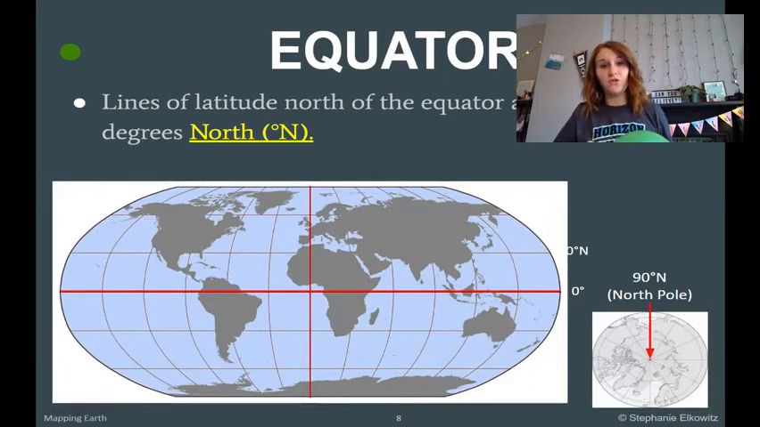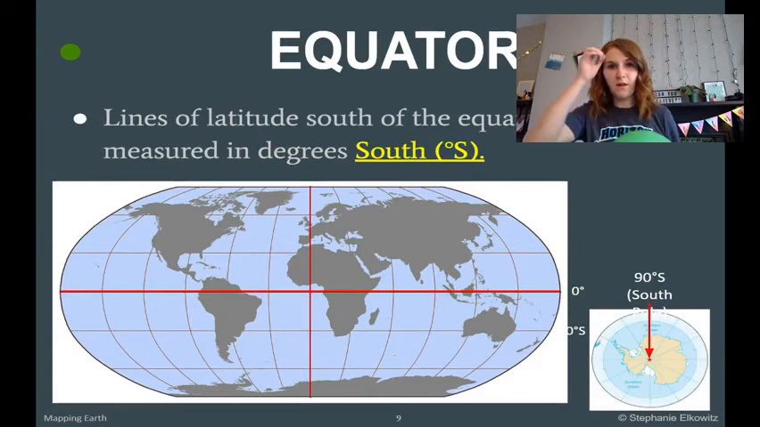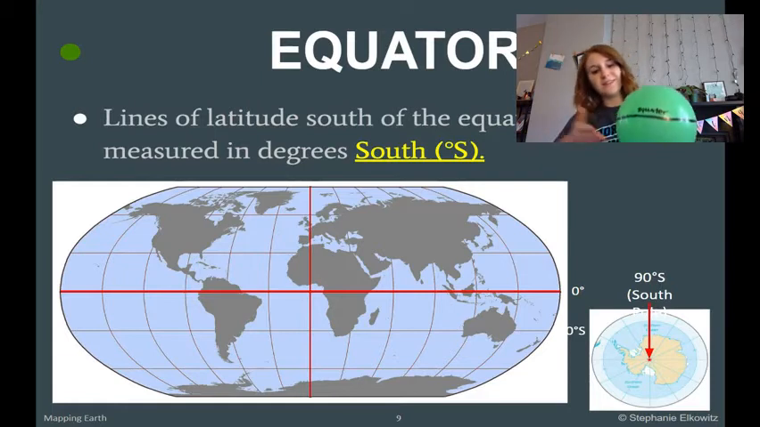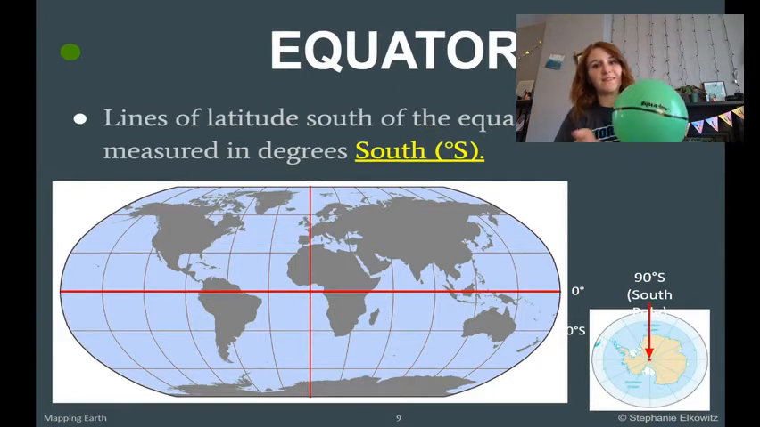Lines of latitude north of the equator are measured in degrees north. So any location above the equator all the way to the North Pole are measured in degrees north. Here's the little symbol that you will see next to the number, 0 degrees north. Lines of latitude south of the equator are measured in degrees south. You will see those numbers with a degree S next to them.